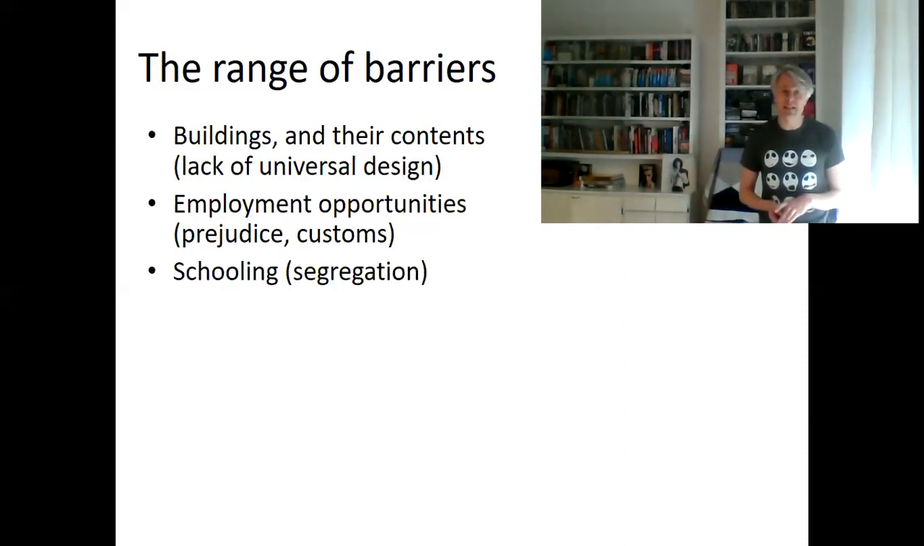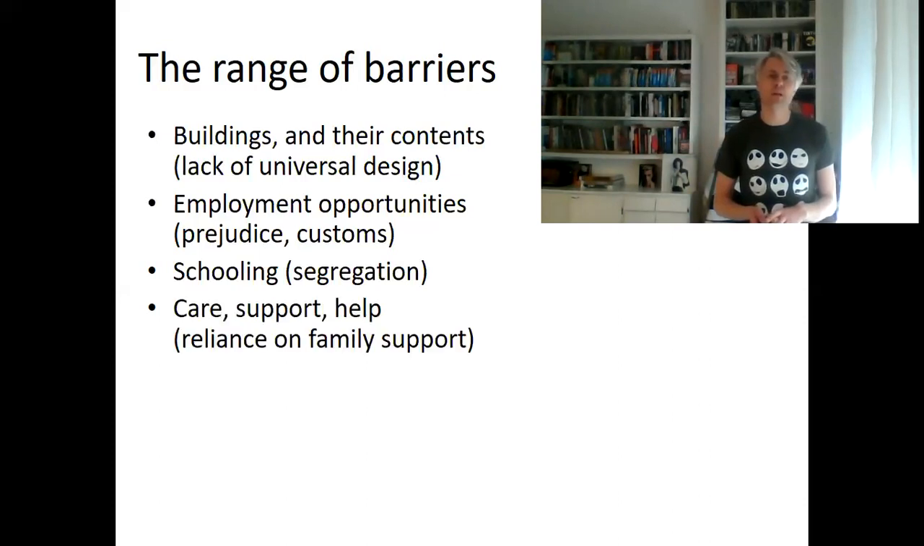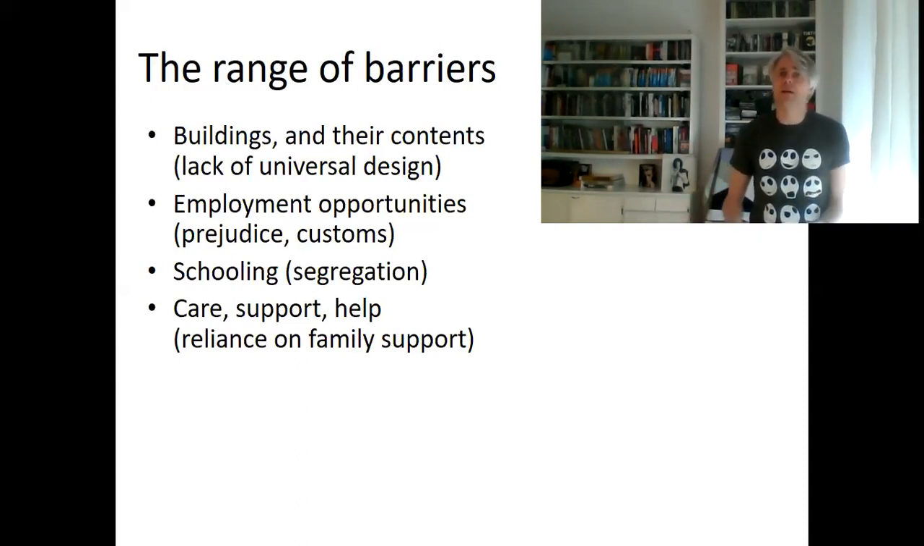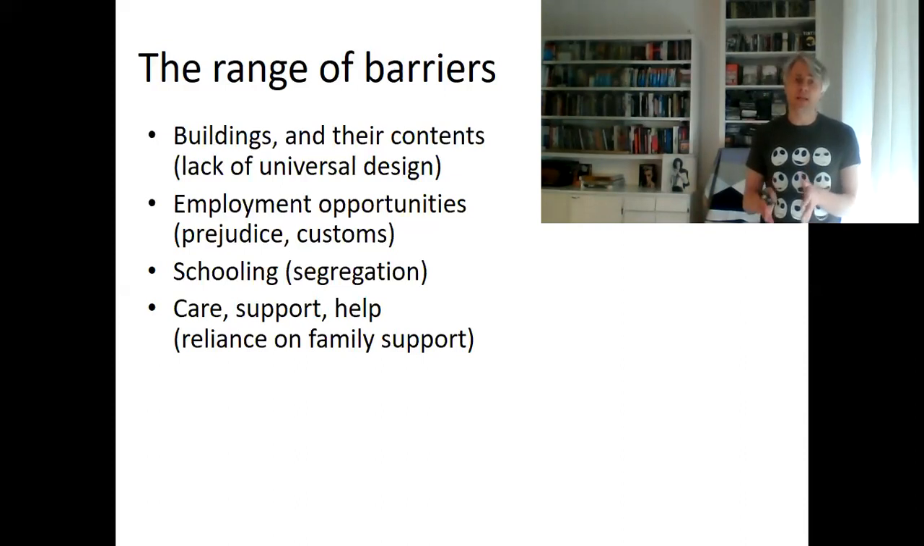Next point, schooling, segregation. The barrier of the special school system is what I'm going to touch upon in my next video. The idea of segregating out parts of your childhood school class cohort into a separate school. The barriers of special schooling. Care, support, help. Many disabled people rely on family support. That is politically seen a complete scandal. That shouldn't be like that. So that's a barrier in itself.